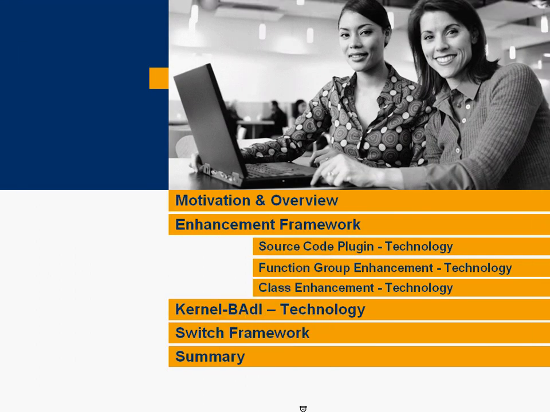Here is the agenda. We will have some motivation and overview slides, and then we will see what Enhancement Framework is and what technologies are available under it, namely source code plugin, function group enhancement, and class or interface enhancement. The next section is on kernel body. Technically, this is also part of Enhancement Framework, but since kernel body is a significant topic, I have included it as a separate section. And finally, we will see what Switch Framework is and how it helps in combining multiple industry solutions and then delivering a single software to the customers.